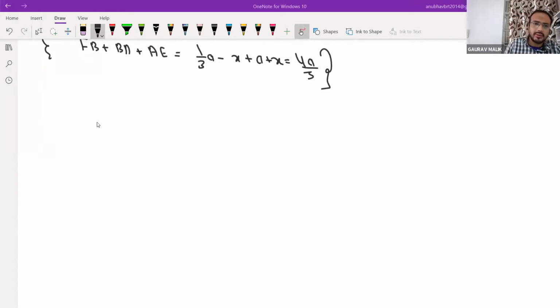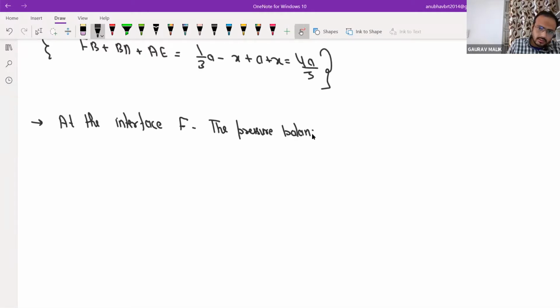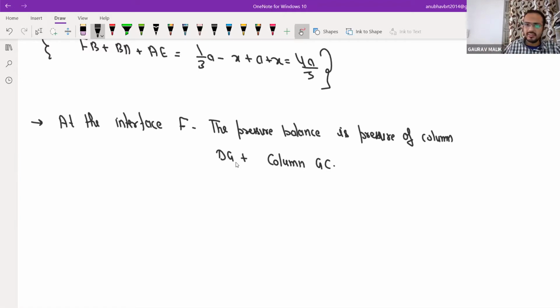Now we will make a pressure balance at the interface F. At the interface F, the pressure balance is pressure of column DG plus column GC, because at the same level the pressure will be same, and that should be equal to the pressure of column AB.